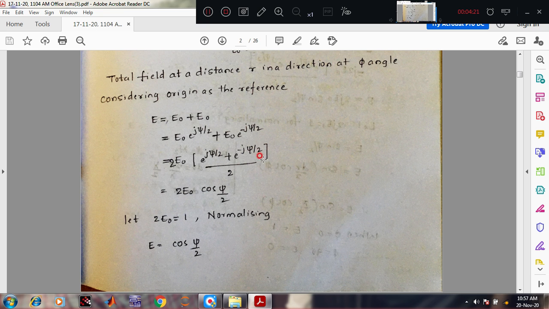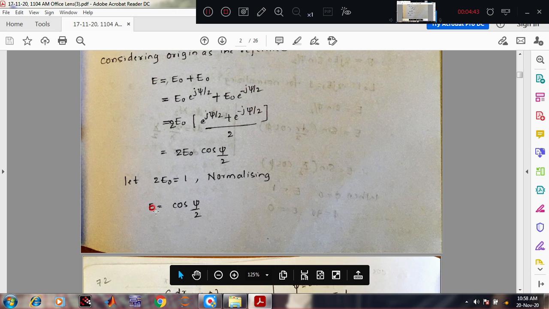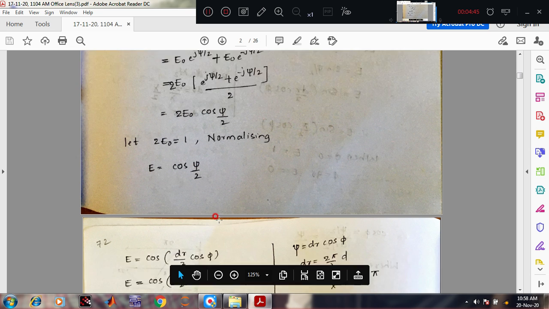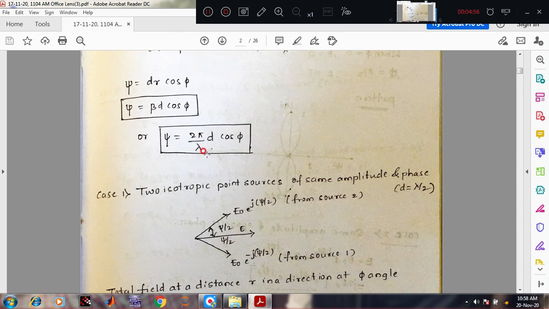In the complex representation we can write that as cos theta, where theta is psi by 2. So it is 2 E0 cos psi by 2. Let 2 E0 be 1, meaning the maximum value we are considering is 1. This is called normalizing. Therefore E will be cos psi by 2. Now, E equals cos psi by 2, and what is psi? psi is dr cos phi, as we have already seen. Psi will be dr cos phi, right?